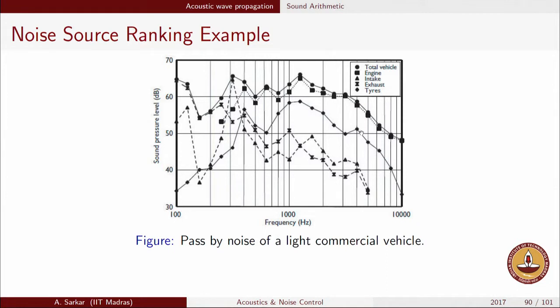So, what is usually done is the following. A measurement of the total noise is taken, and that is what you see as the total vehicle noise, which is plotted in solid line along with circular dots. Then, for example, if you are interested to find out what the engine noise is in isolation, then the engine is covered with noise absorbing materials and another reading is taken. This reading is subtracted from the first reading, and then what you get is the engine noise.